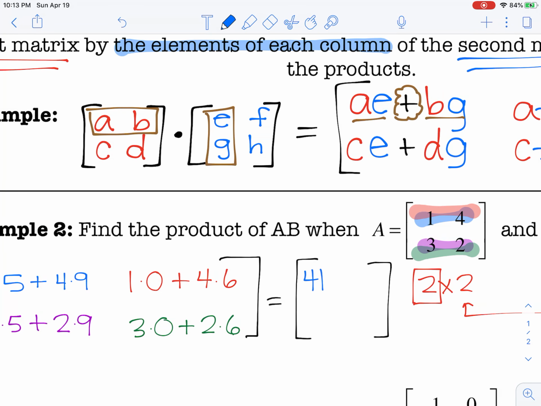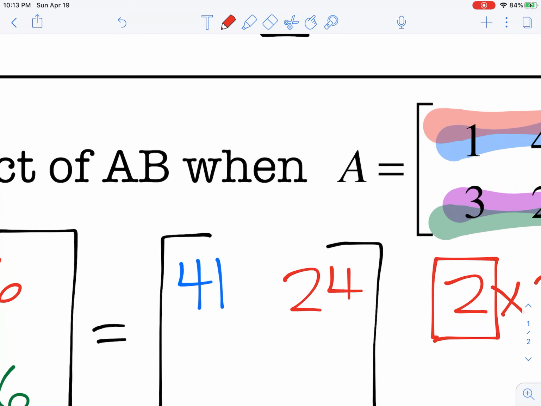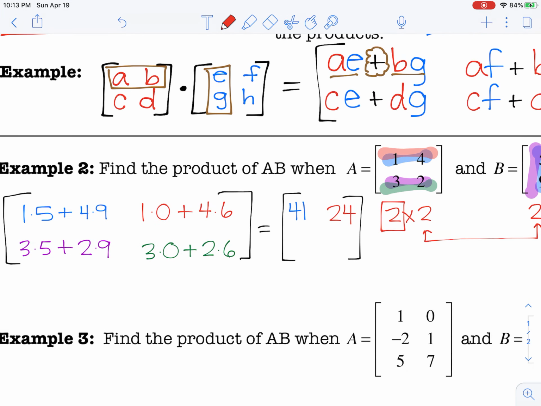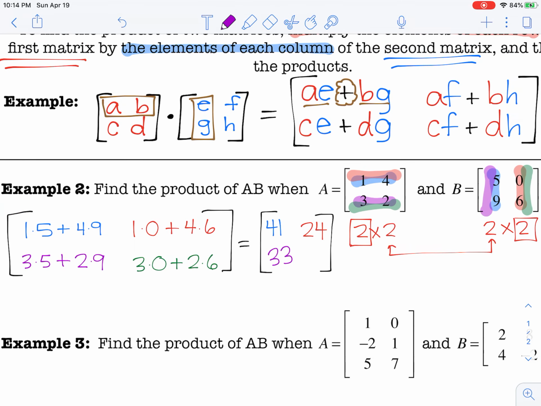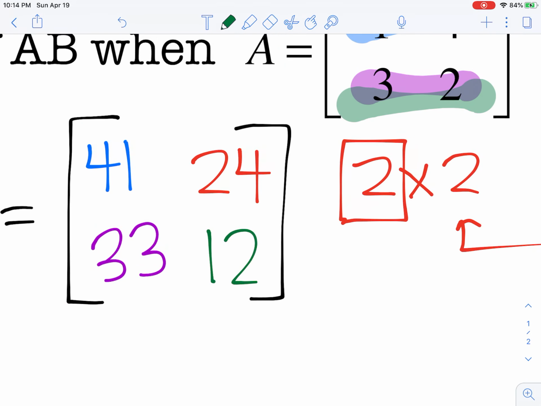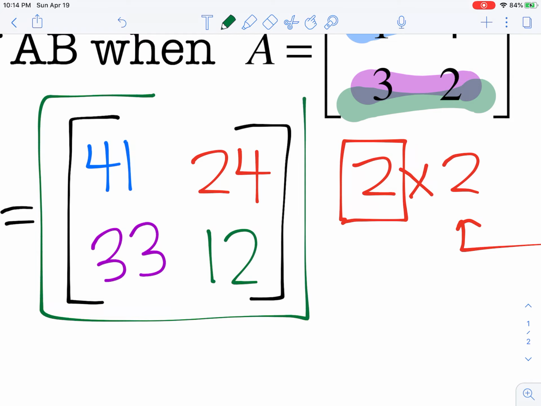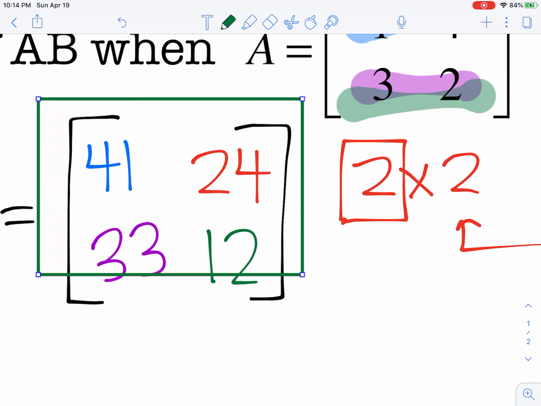Then we have 1 times 0 plus 4 times 6, which gives us 24. Next we have 3 times 5 plus 2 times 9, which gives us 33. And then 3 times 0 plus 2 times 6, which gives us 12. This is our final answer, or the product of A, B.